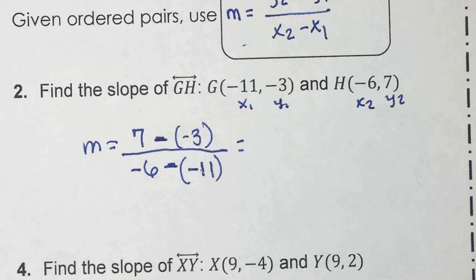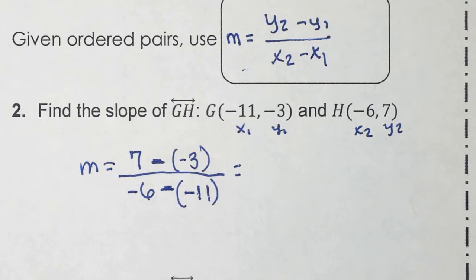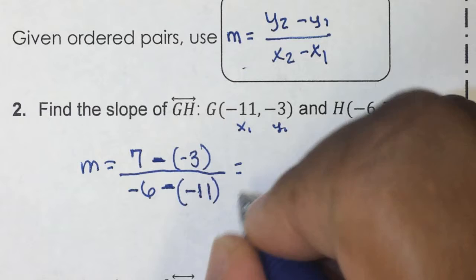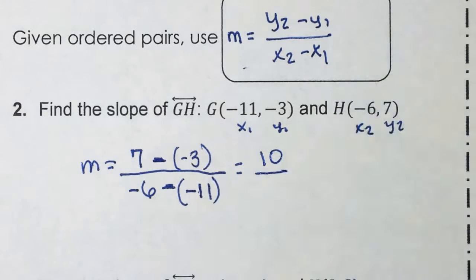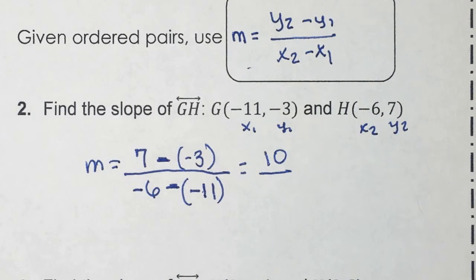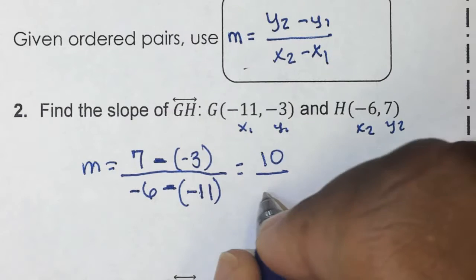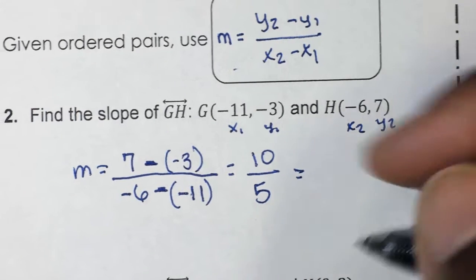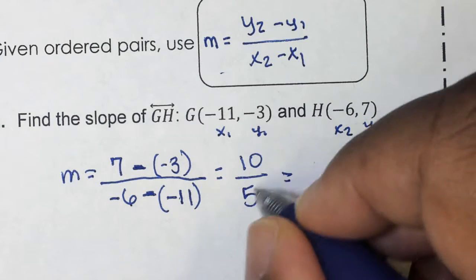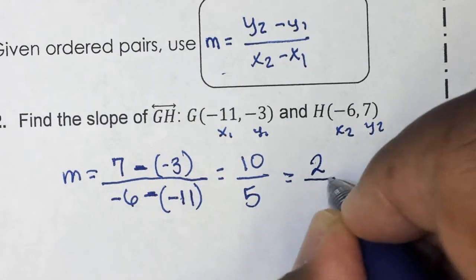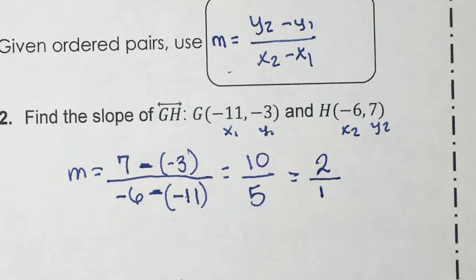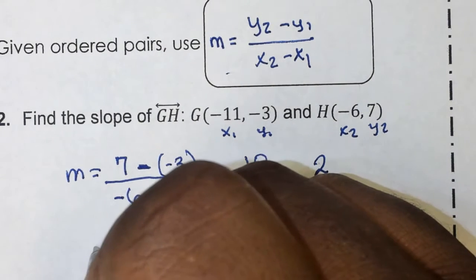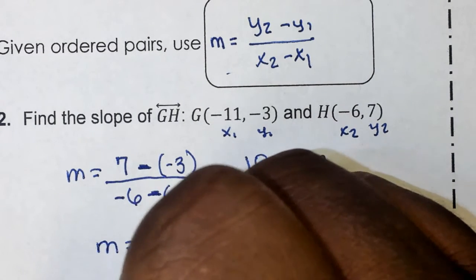So 7 minus negative 3, y'all should know that's really plus. 7 minus negative 3 will be positive 10. On the bottom is negative 6 minus 11, so you get negative 17... actually on the bottom you get positive 5. And then you need to reduce that. You could divide and get 2, but we're going to keep it in fraction form since it's a slope. Your slopes, unless you're writing it in an equation, it's best for you to keep them in fraction form. So 2 over 1, so m equals 2 over 1.